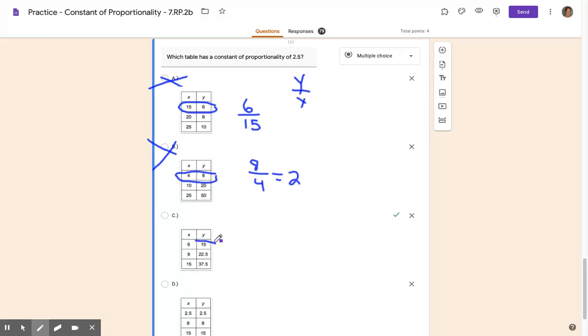C, we could take this entry, so the y is 15, divided by the x, which is 6, which is, if we reduce that, 2 and 3 over 6, which is also 2.5, in decimal form. So that's our answer. Our answer is C.